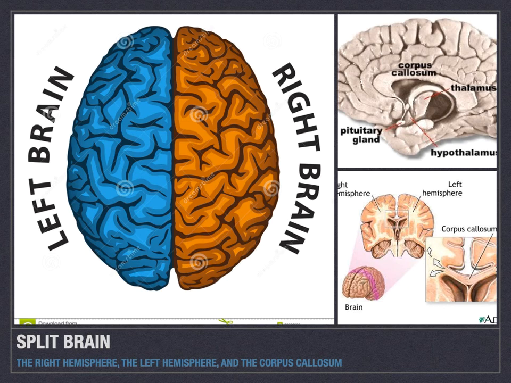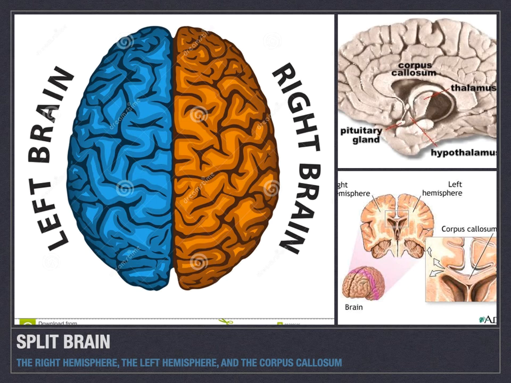So that means if you're moving your right arm, the motor strip in the left side of your brain is actually what's controlling that function. And so again, they're working together in concert, but information coming into your right eye is processed by the left part of your brain, and vice versa. The right part of your brain is taking in the information that your left eye is taking in.